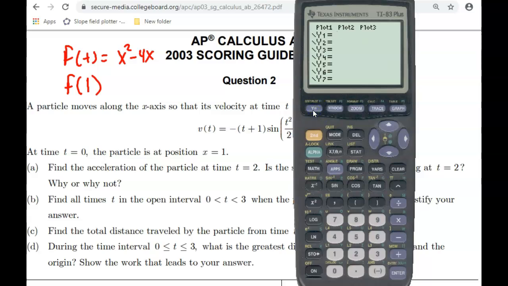So the first thing we do is turn on our calculator. We push x squared, and then we push minus 4x, and then we go back to the home screen, second quit. We're going to go to variables, Y variables, functions, Y1, parentheses, and we're going to plug in 1, and that will tell us what our function equals at that. So that would be my answer for f of 1. But what if I wanted to find f prime of 1? This is something we haven't done in a little while. So what do we do here? We're going to push math.